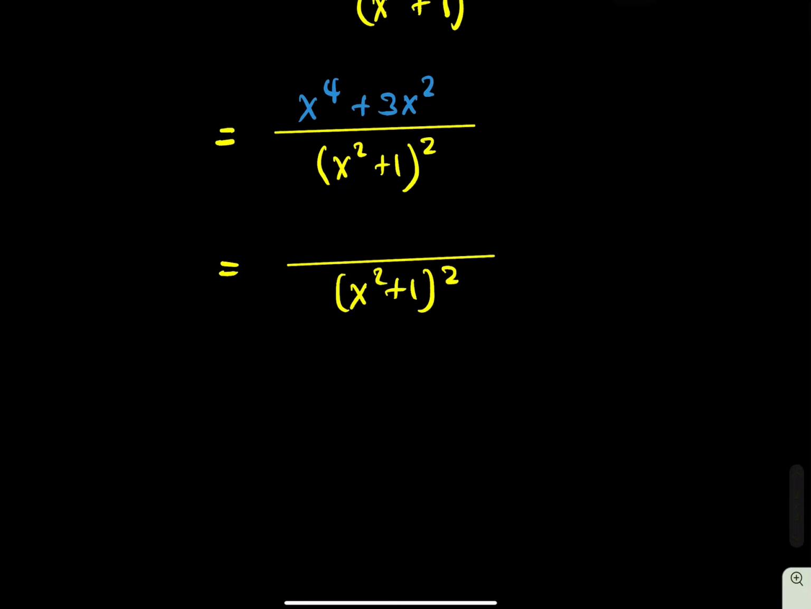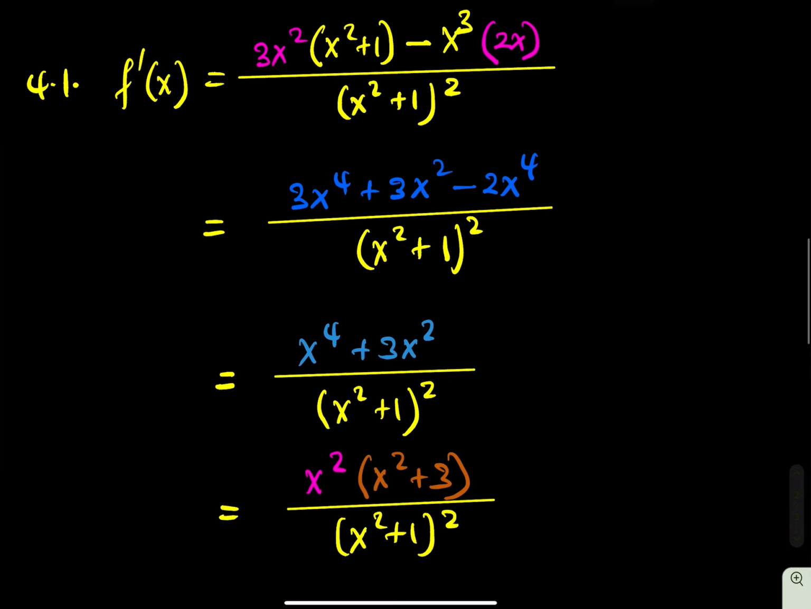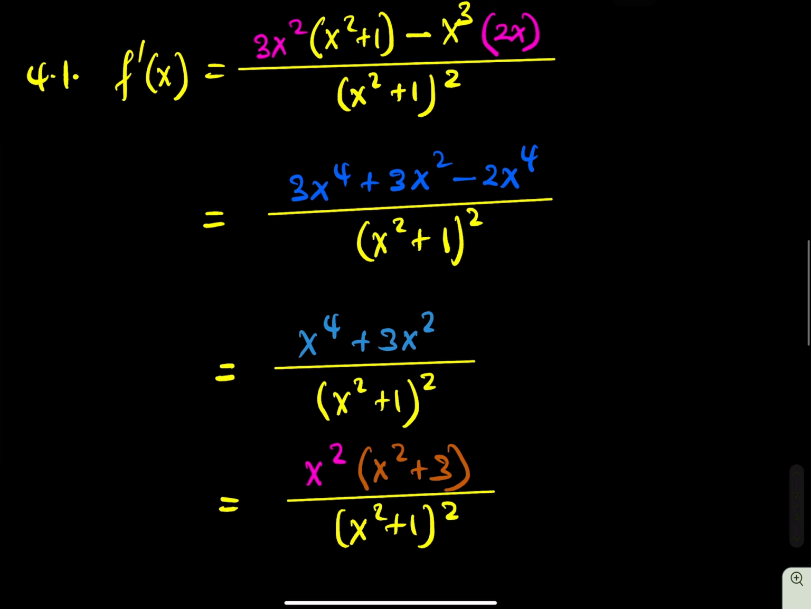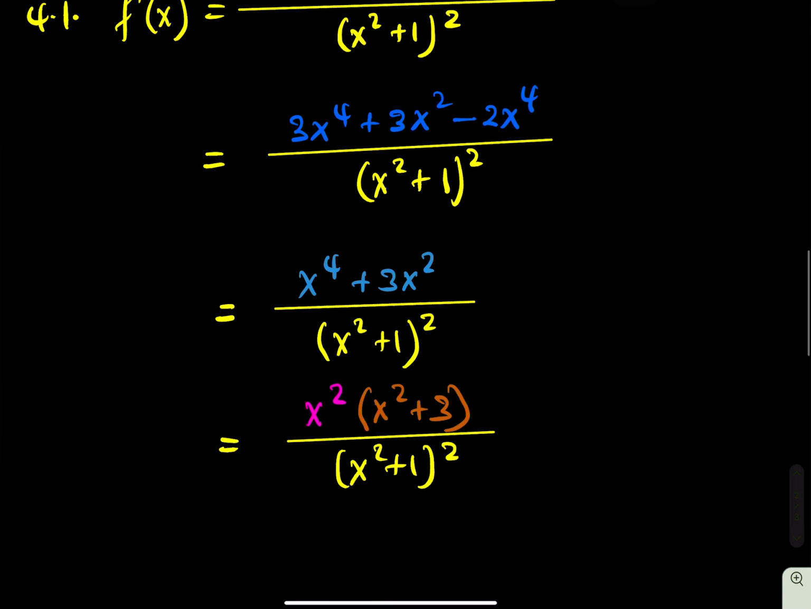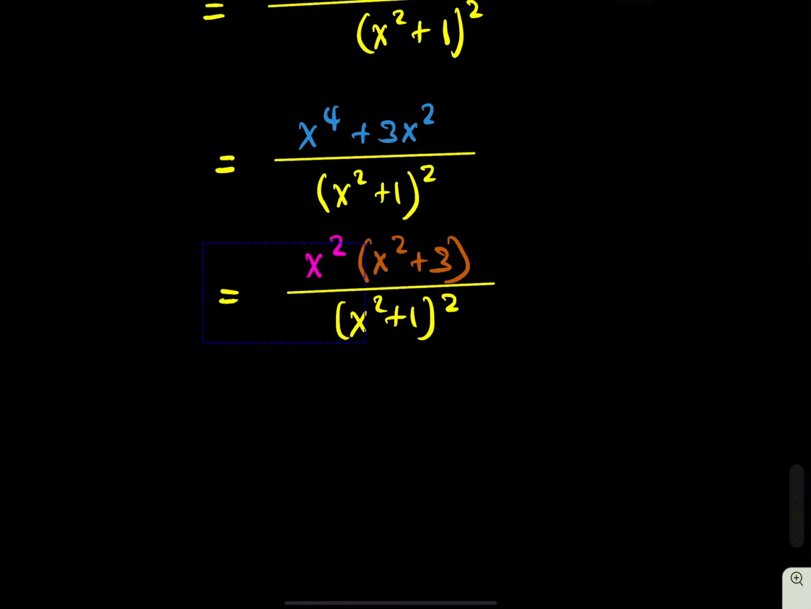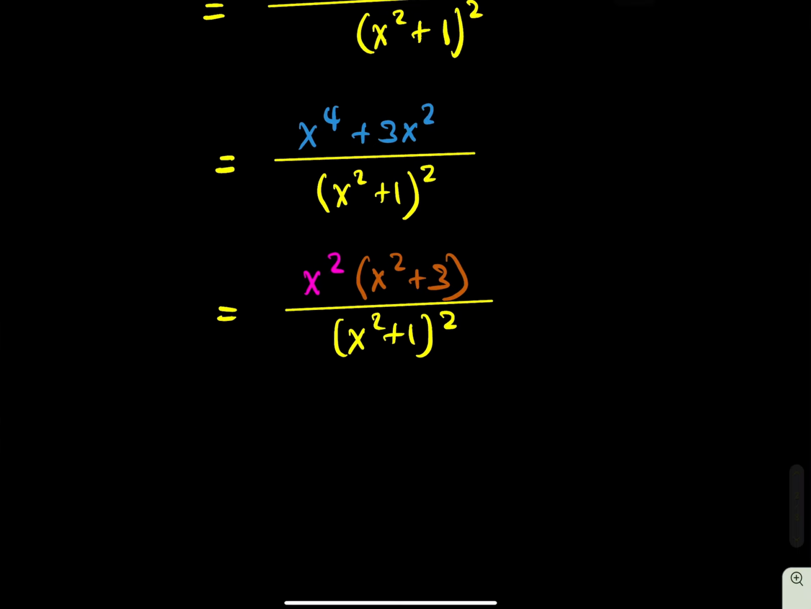Check. You can take out the common factor there. That should be x squared if you are to do that nicely. And then you'll be left with x squared plus 3. This is the simplified answer of the first derivative. You can just leave it here, or you can just leave it here depending on the marks allocated. So this is the simplified answer for the first derivative there.